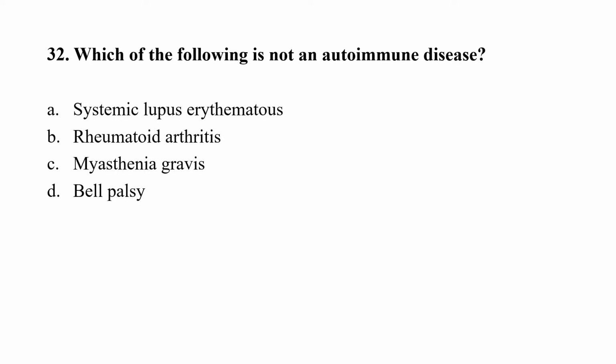Question number 32. Which of the following is not an autoimmune disease? Option A, systemic lupus erythematosus. Option B, rheumatoid arthritis. Option C, myasthenia gravis. Option D, Bell palsy. The correct option here is option D, that is Bell palsy. Bell palsy is a condition that causes a temporary weakness or paralysis of the muscles of the face. It occurs when the 7th cranial nerve becomes swollen or compressed, resulting in facial weakness or paralysis, and the exact cause of Bell palsy is not known.